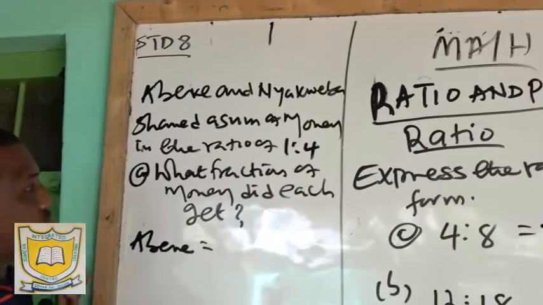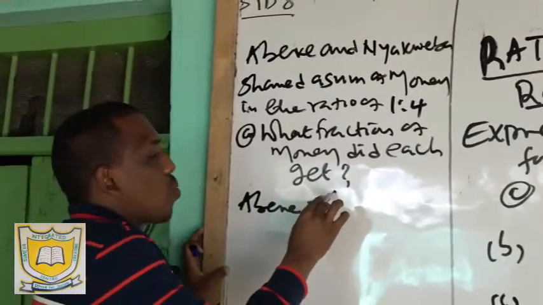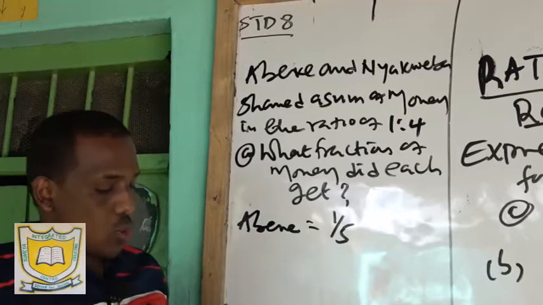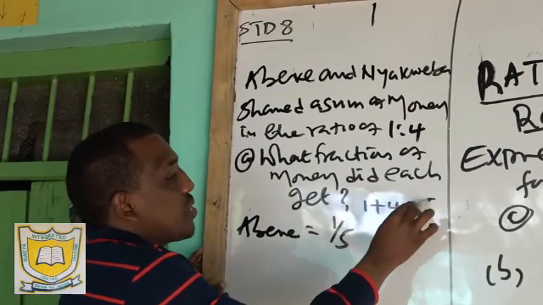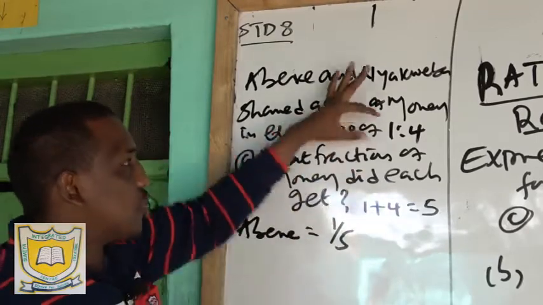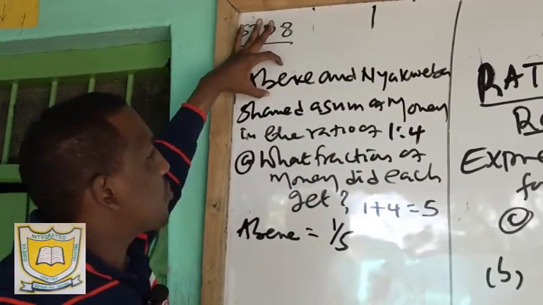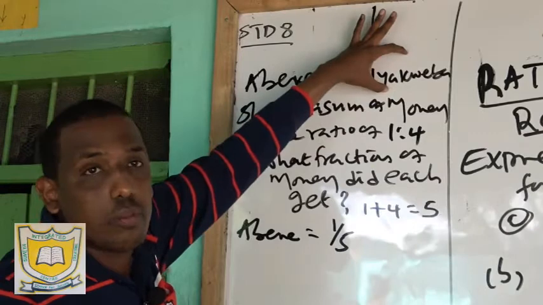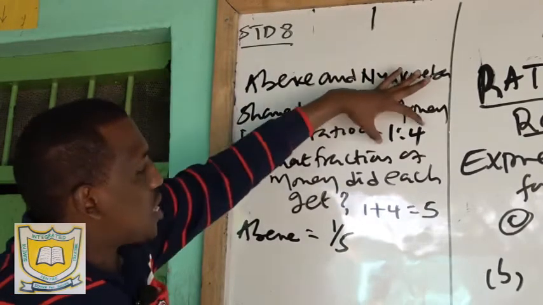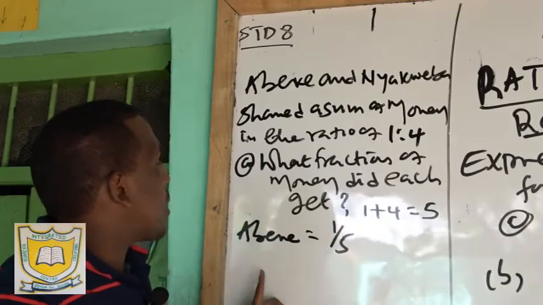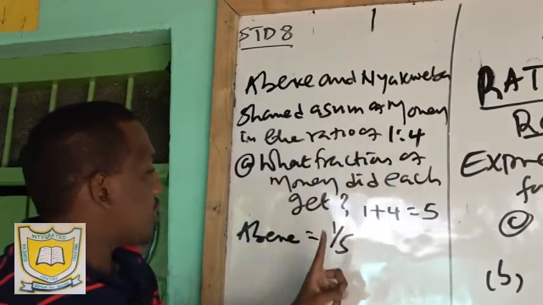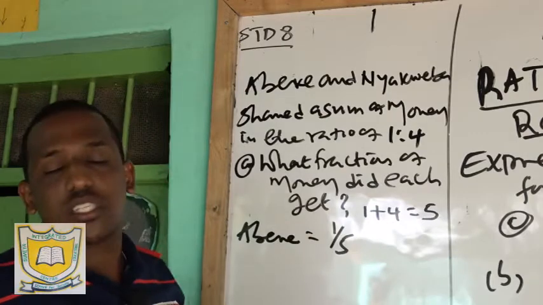Apere's fraction of the ratio will now be 1 out of 5. The 1 out of 5 is from where I said you add the two ratios, 1 plus 4, which becomes 5. The first ratio belongs to the first person, and the second ratio belongs to the second person or item. So you add the two ratios, 1 plus 4 is 5. Then to get Apere, the ratio of Apere is 1 out of the total of 5. That is the fraction of Apere.